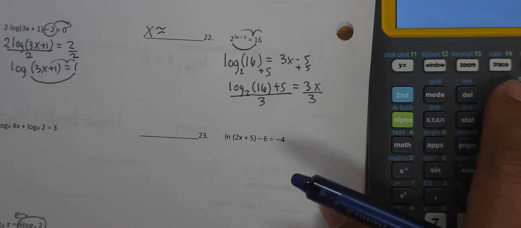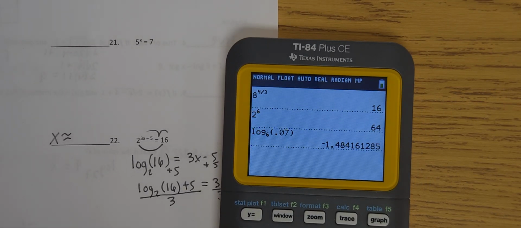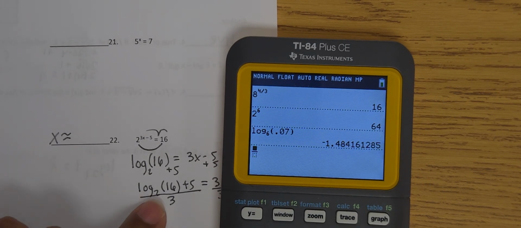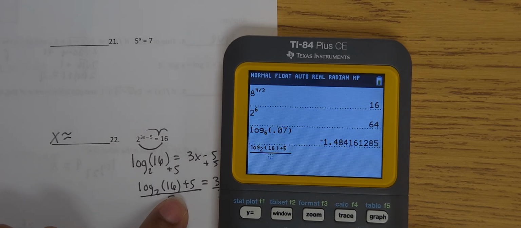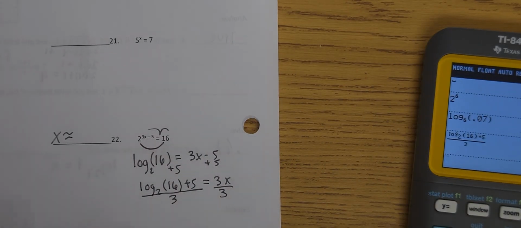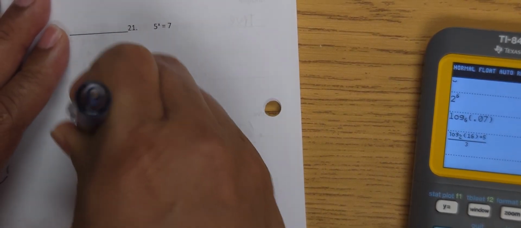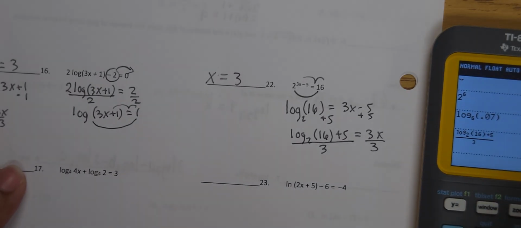Okay, so let's see. I'm going to get the fraction on the calculator. So I have alpha, math. The base of this log is 2. The number we're taking the log of is 16. Scroll out, add 5, then scroll down, enter 3, press enter, and it gives me 3. So this is exactly 3, and that's the solution to number 22.